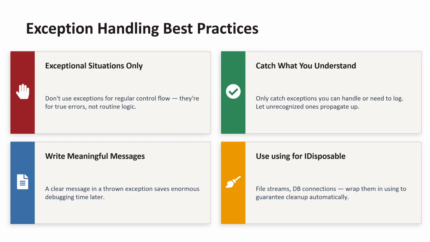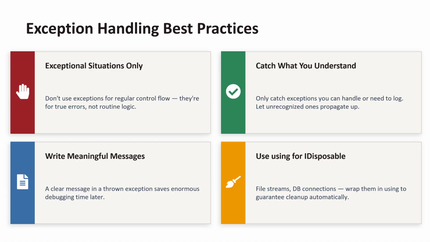Second, catch only what we understand. Only catch exceptions you can actually handle meaningfully or that you specifically need to log, and we should catch them where they need to be handled. If an exception type appears that you don't recognize or don't know how to respond to, letting it propagate up the call stack rather than catching it and potentially hiding a real bug under a vague error message is the better way to handle that.